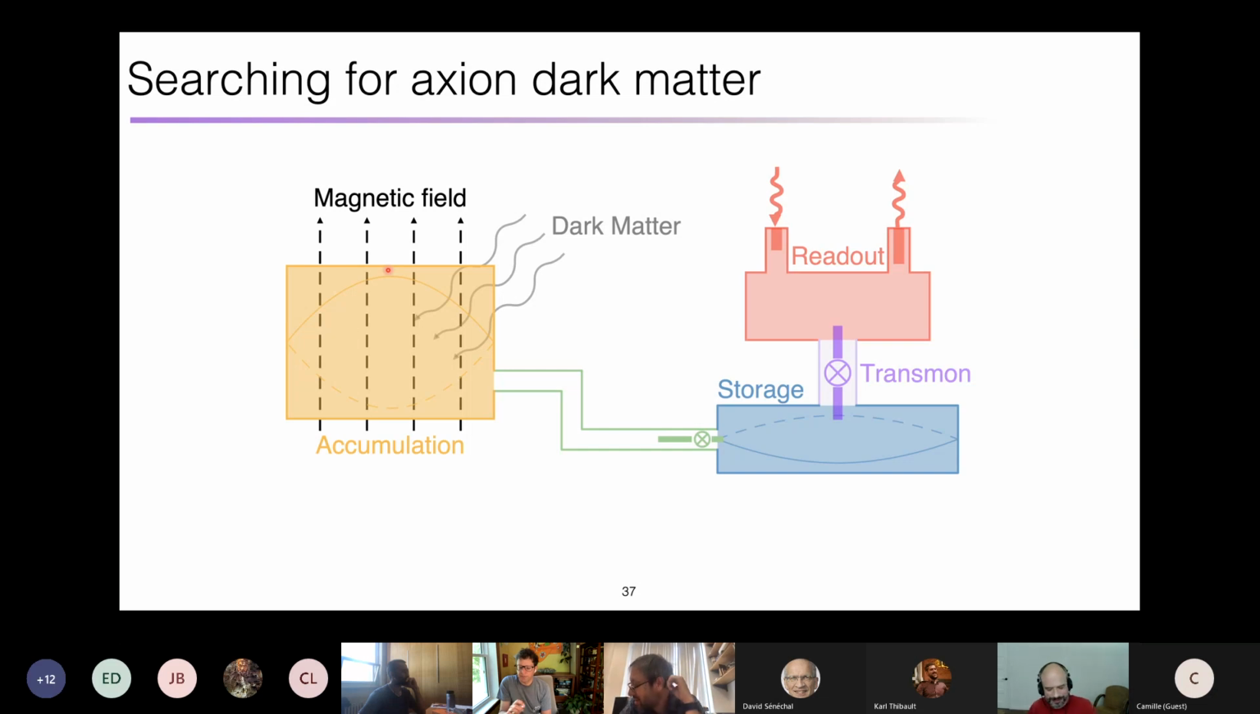In terms of the spatial coherence of the field of the axions, it's very big. It's like football field size or something like this. So you can kind of think of the axions as basically just being a constant field in some sense.